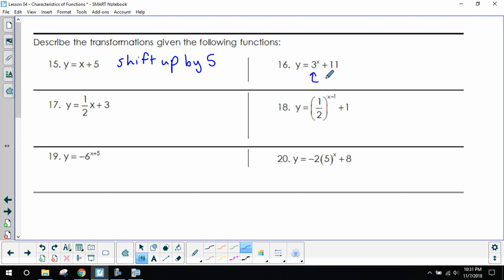Just to give that a talk because it's telling me x. Because I want you to look down here at 20. We got 2 different numbers with that x. 11 has one job, and that's to shift up by 11. Over here, that half is less than 1, so it's a shrink by a half. And plus 3 means it shifts up.